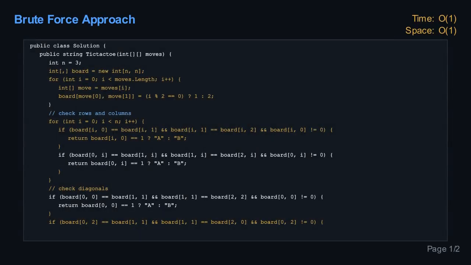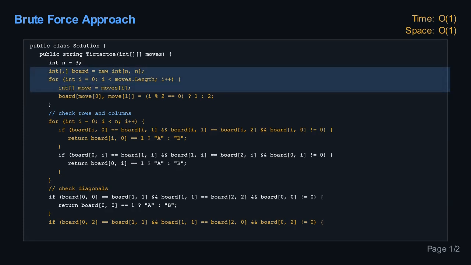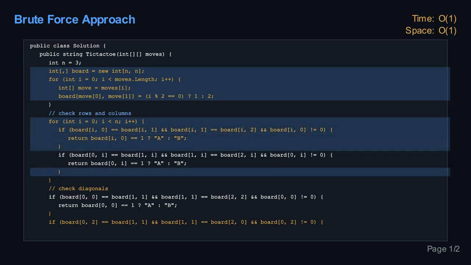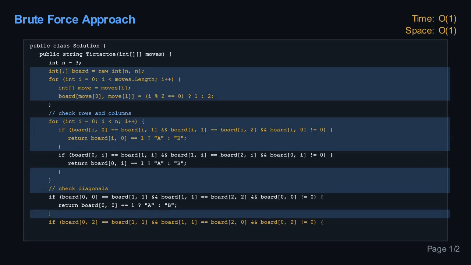A straightforward approach is to simulate the game by building a 3 by 3 board. After each move, we'd iterate through all rows, columns, and both diagonals to check for a win. If a player has 3 of their marks in a line, they win. If all 9 cells are filled and no winner, it's a draw. Otherwise, it's pending.